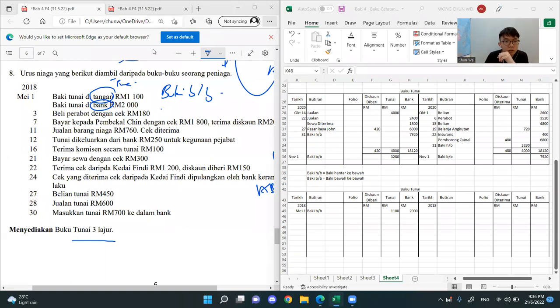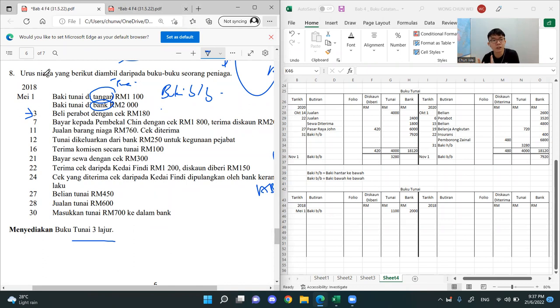Okay, I'll continue. So now move on to third. So this one very simple lah. Okay, you beli perabot dengan cek. So just like tadi punya journal pembayaran tunai, but now we don't record in journal pembayaran tunai. We still will record in buku tunai. So you beli dengan cek.